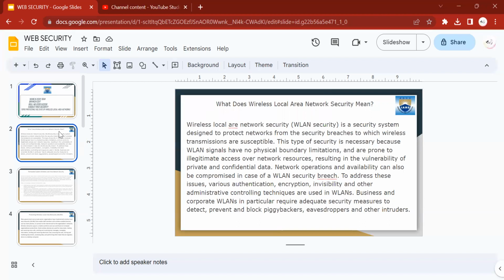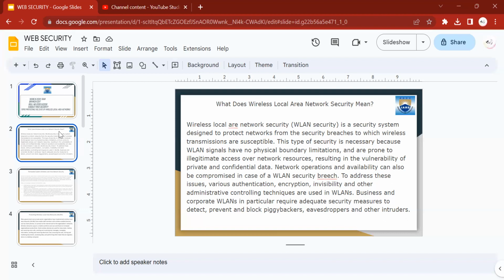Wireless local area network security is a security system designed to protect networks from the security breaches to which wireless transmissions are susceptible. This type of security is necessary because wireless local area network signals have no physical boundary limitations and are prone to illegitimate access over network resources, resulting in the vulnerability of private and confidential data.